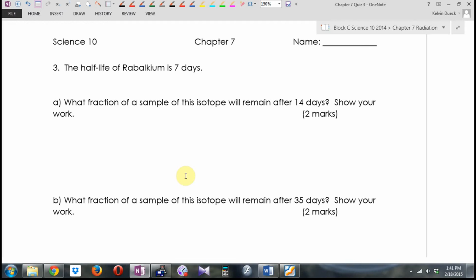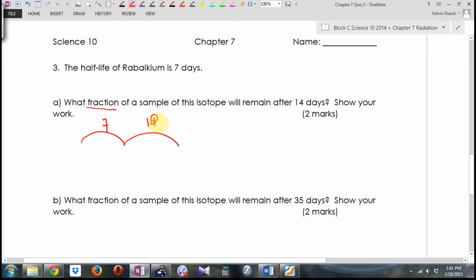Anyways, half-life is 7 days of Rabalkium. What fraction of a sample? Okay, now they want a fraction. After, Matt, how many days? Careful. In part A, how many days? Okay, do I know how many half-lives that is? Now, Conlon, you may say, hey, Dueck, I know that's 2 half-lives, and great. But if not, you can go loopy. There's 1 half-life of 7 days. There is another 14 days. It's 2 half-lives, 2 loops. If they want what fraction is left, what do we start with?